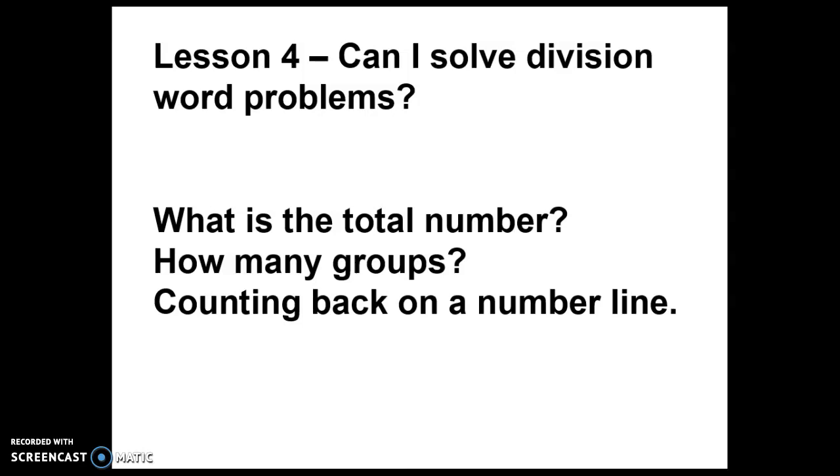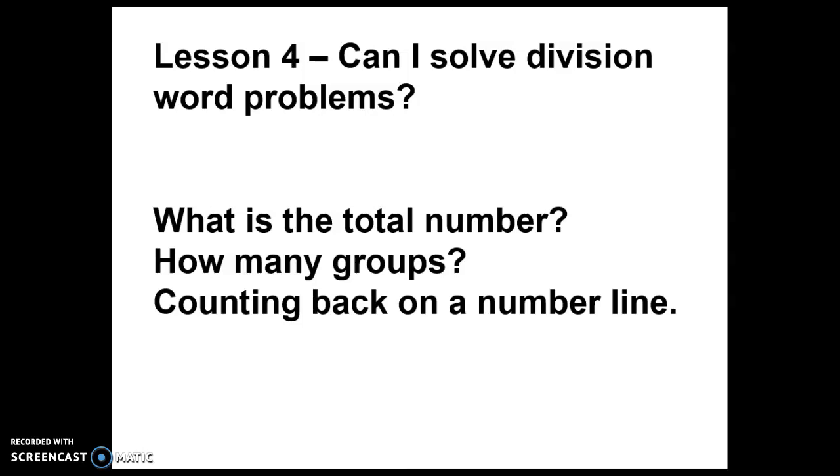Our learning intention today is can I solve division word problems? We just need to start practicing reading worded problems and thinking, right, what is this question trying to get me to do? How can I solve it? So again, because it's division, the remembers or the hows are the same.